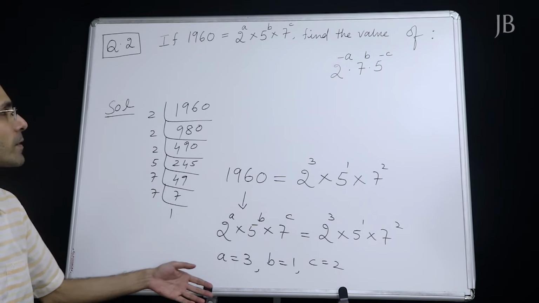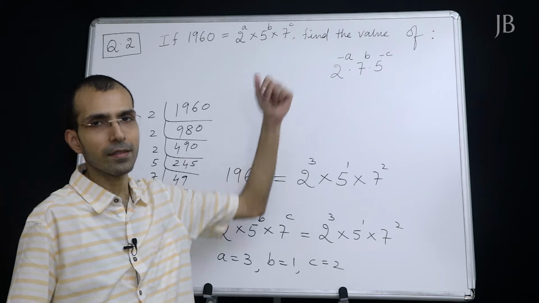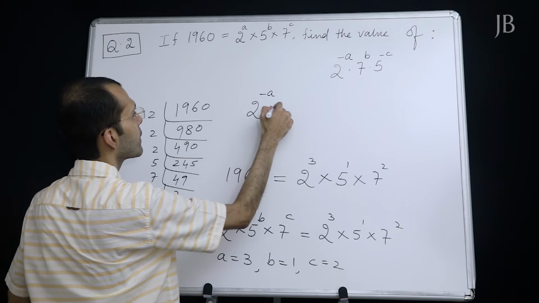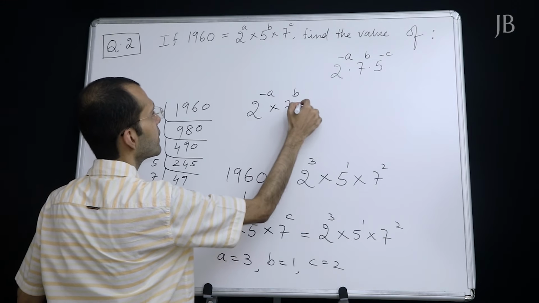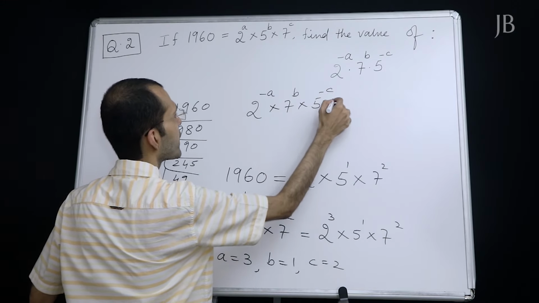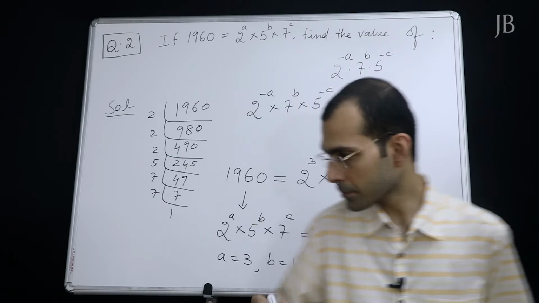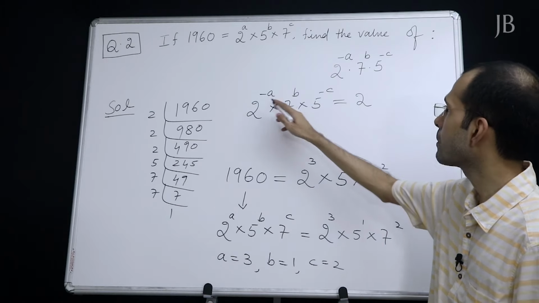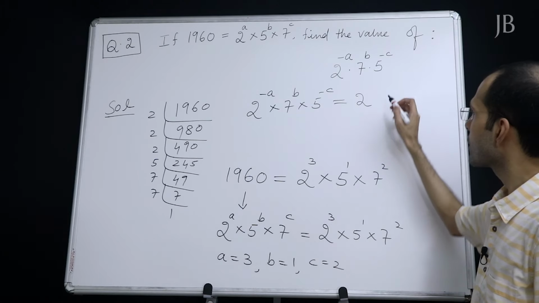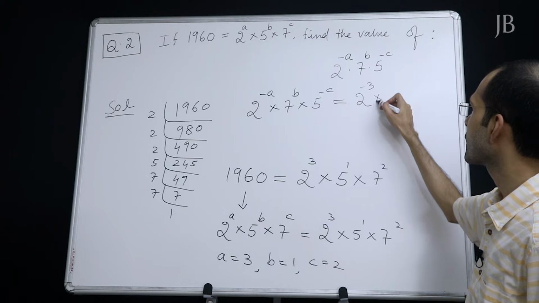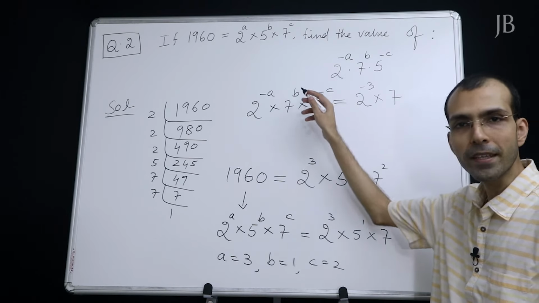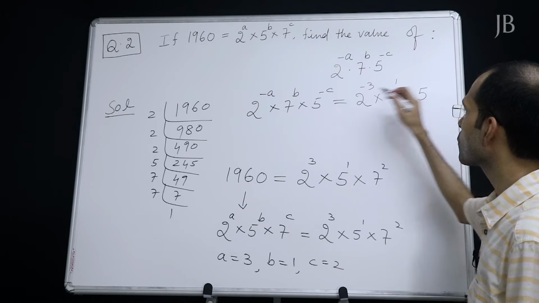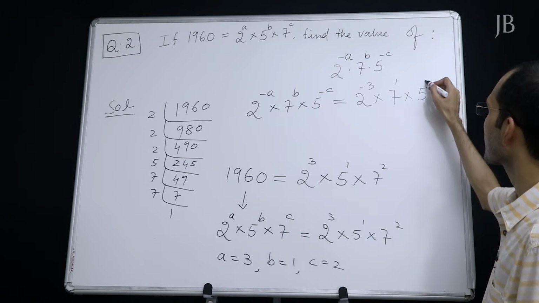We have decoded this, but they want the value of something else. Now 2 raised to minus a into 7 raised to b into 5 raised to minus c will be equal to 2 raised to minus a. A is what? 3. So 2 raised to minus 3 into 7 raised to b. What is b? 1. Into 5 raised to minus c. What is c? 2, but minus c.